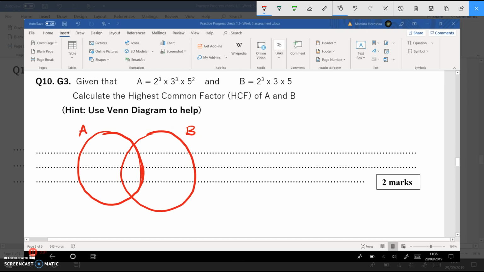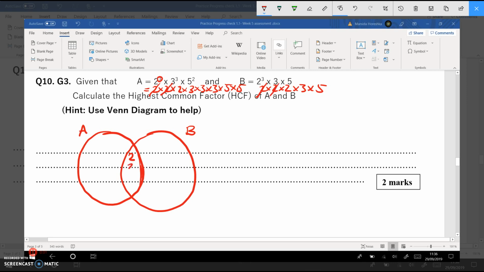Since this is written in index form, I can write this as 2 times 2 times 2, because there are 3 of them, times 3 times 3 times 3, times 5 times 5. And I can rewrite B as 2 times 2 times 2 times 3 times 5. It means the same thing. So let's place the ones that go in the middle, the ones that overlap. We've got a 2 here and a 2 for B, so I'll place a 2 in the middle. Just one of them, because by placing it in the middle, it means it is for both.